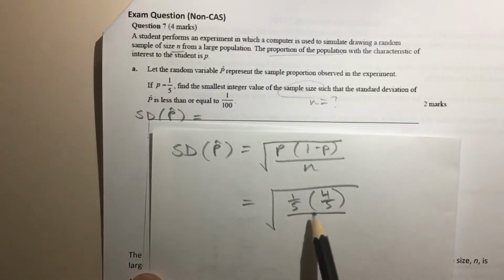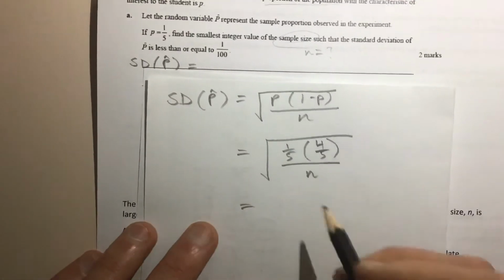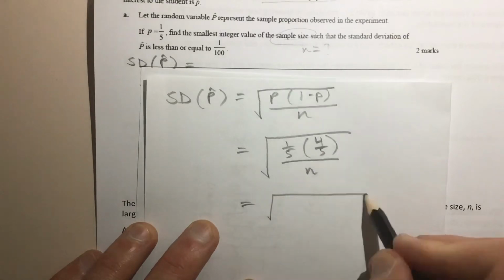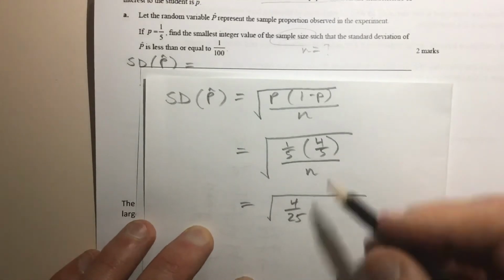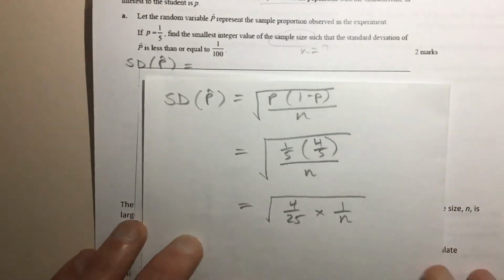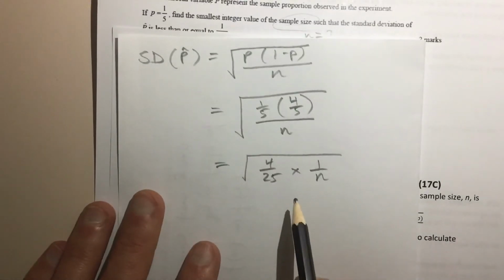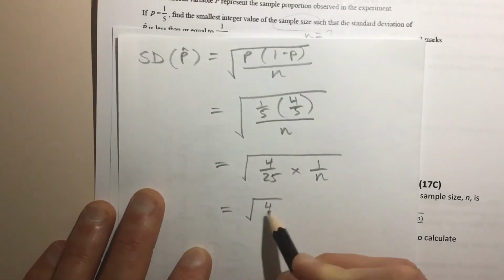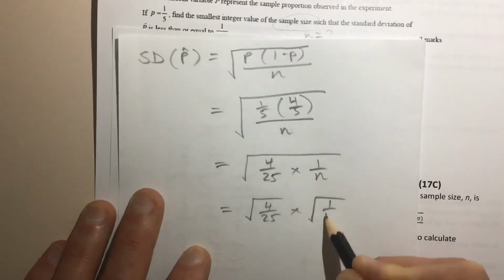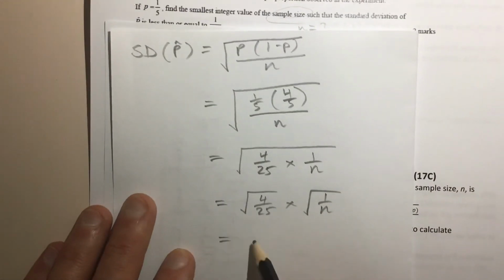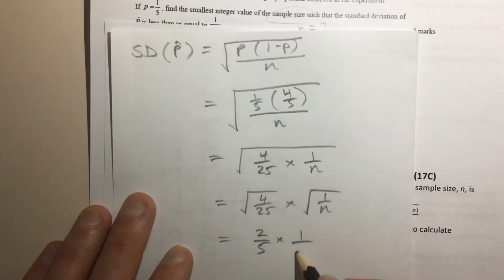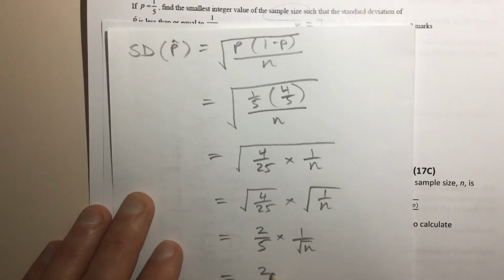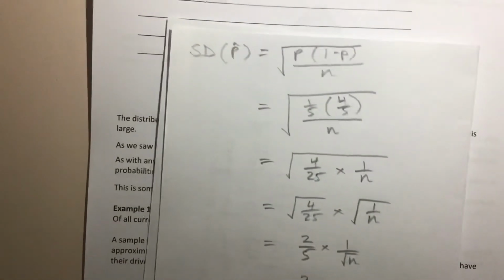So what we might do first is see if we can simplify this expression we've come up with for p hat. On top we've got 1/5 times 4/5, so that's going to give us 4/25. And we've got to divide it by n, but I'm going to write that as times 1/n, just for the purpose of simplifying. Now we can say that's really the square root of 4/25 times the square root of 1/n, and the square root of 4/25 is 2/5. The square root of 1 is 1, the square root of n is root n, so we can get this down to 2/(5 root n) as a way of expressing the standard deviation of the sample proportion.